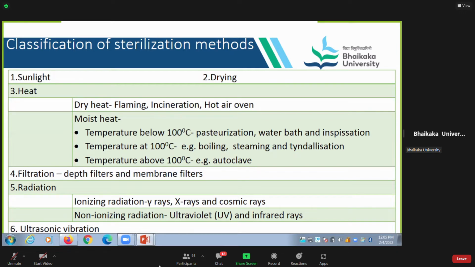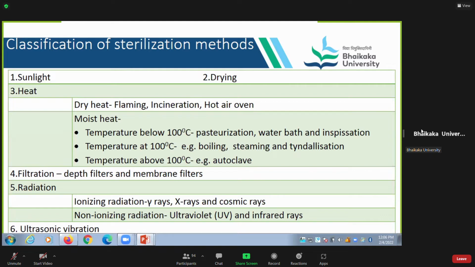Temperature below 100 degrees centigrade means you are using techniques like pasteurization or directly using a water bath where the things are kept, or a specific process of inspissation. At 100 degrees centigrade, it is simply boiling, steaming, and a technique which is termed tyndallization. Just like inspissation, you have tyndallization, but the temperatures are different. The basic principle of both inspissation and tyndallization is the same, but exposure of that particular item or instrument is at different temperatures. And the most commonly used system, the autoclave, works at temperature more than 100 degrees centigrade, and this is under pressure. Right? So every one of you, please read about heat as a method of sterilization in some more detail.